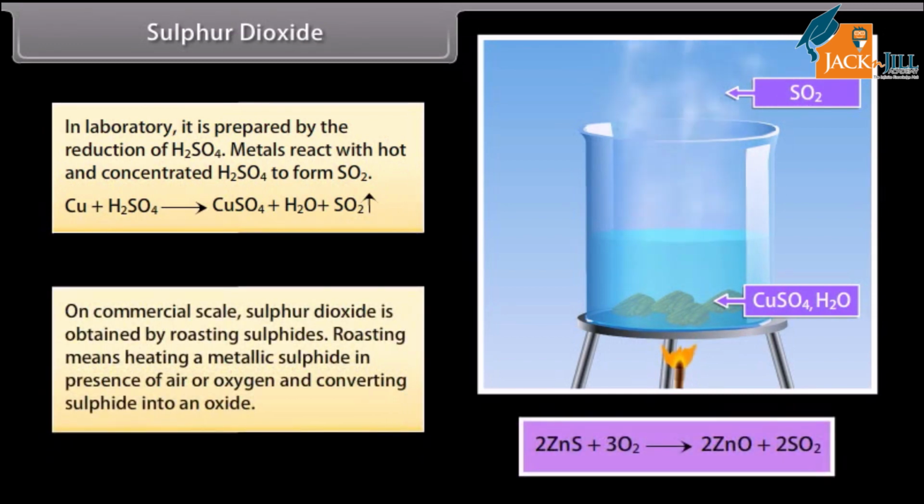On a commercial scale, sulfur dioxide is obtained by roasting sulfides. Roasting means heating a metallic sulfide in the presence of air or oxygen and converting the sulfide into an oxide.